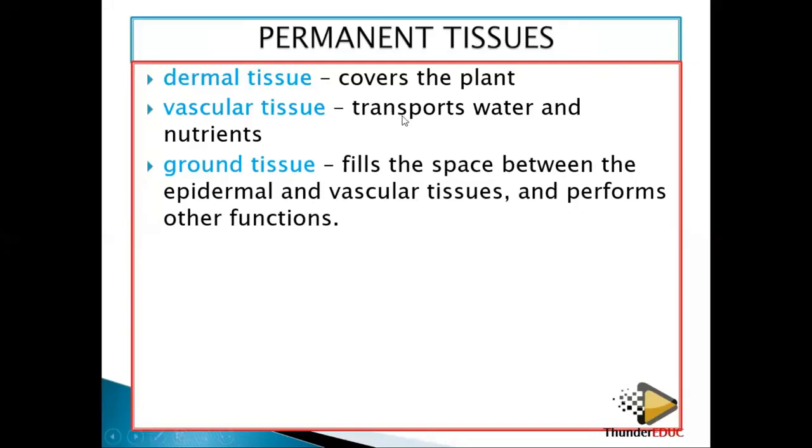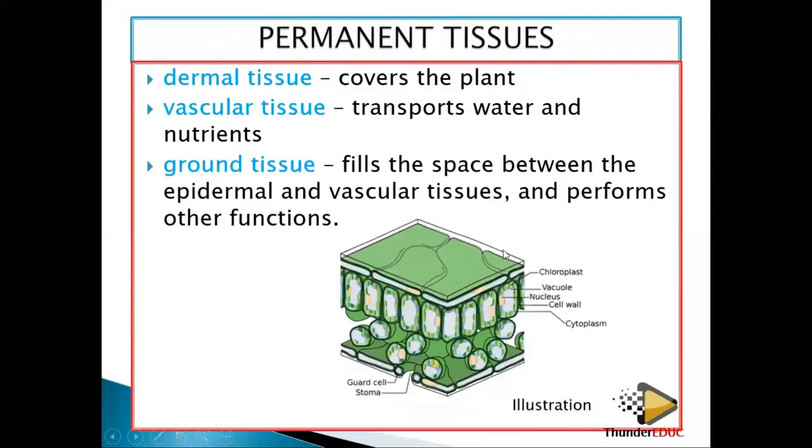Then you have the vascular tissue. This one is very important for transportation, for example, the xylem and phloem. Then you have the ground tissue. These ones are very important in filling the spaces between the epidermal cells and the vascular tissue. However, they also have other functions.